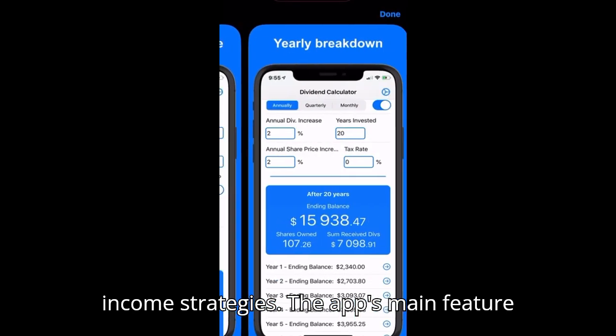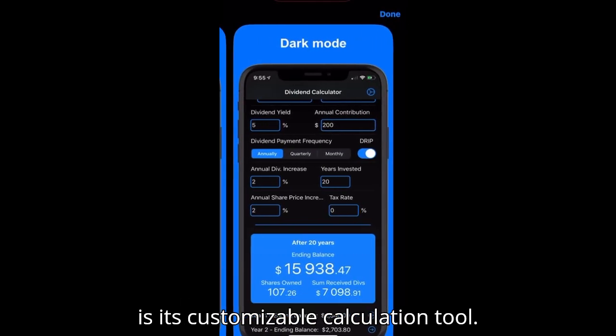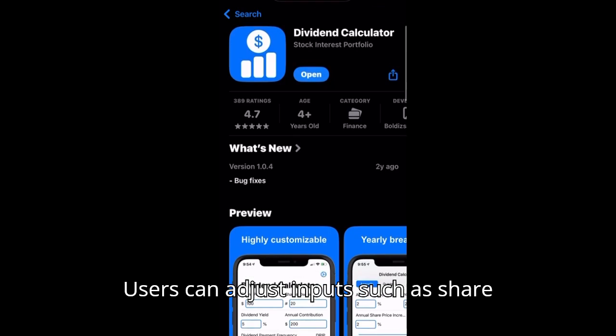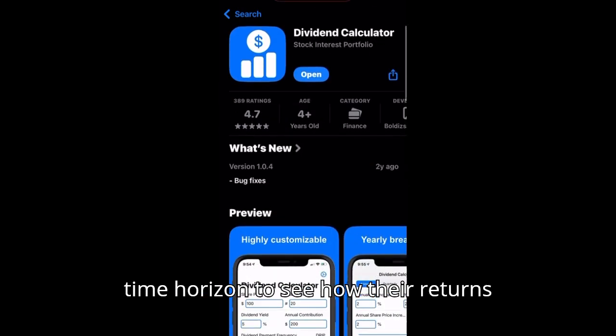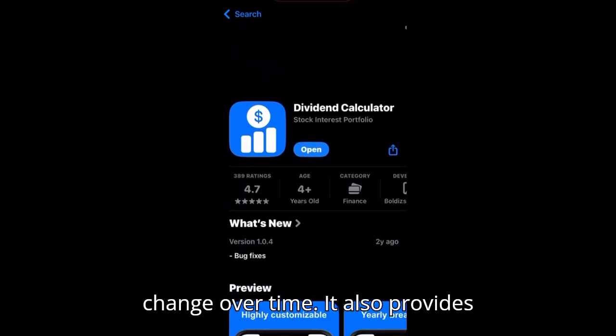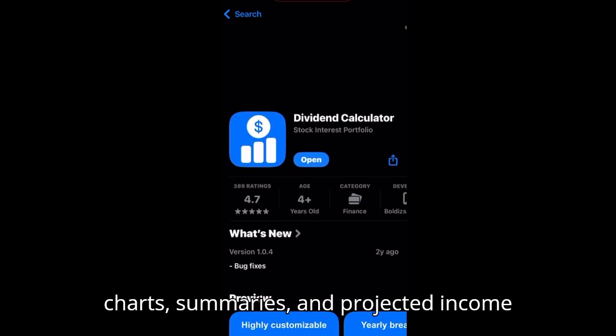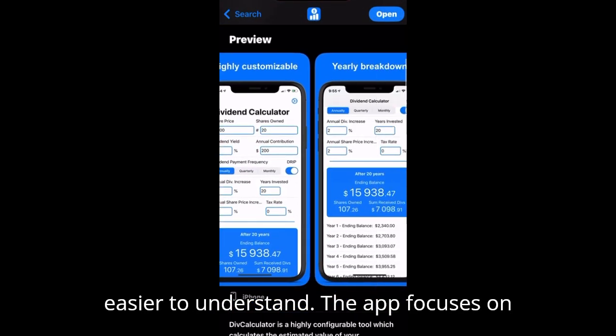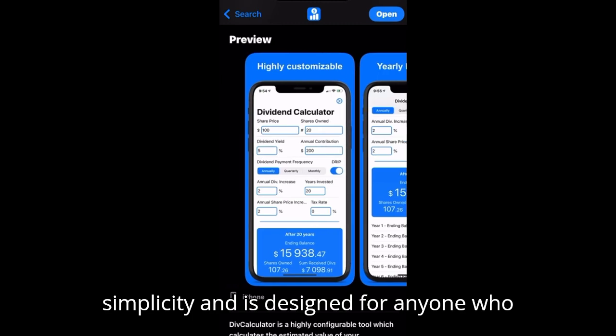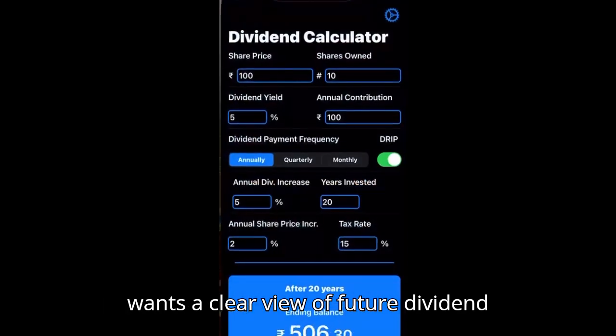The app's main feature is its customizable calculation tool. Users can adjust inputs such as share price, dividend growth percentage, and time horizon to see how their returns change over time. It also provides charts, summaries, and projected income timelines that make dividend planning easier to understand. The app focuses on simplicity and is designed for anyone who wants a clear view of future dividend potential.